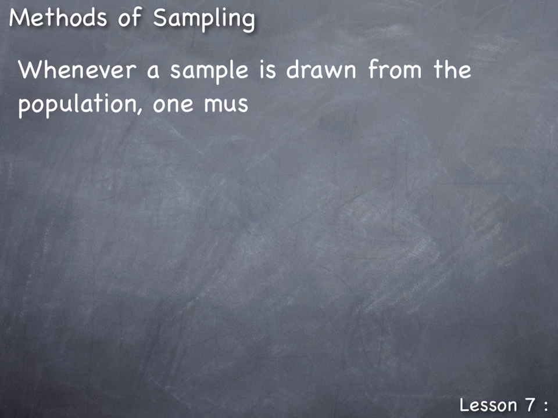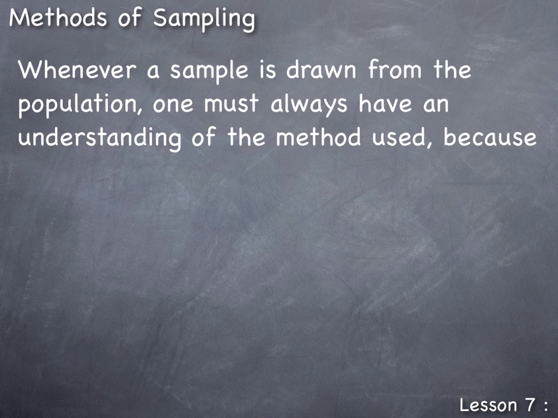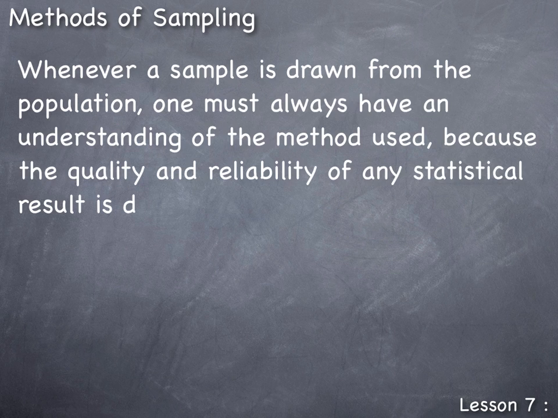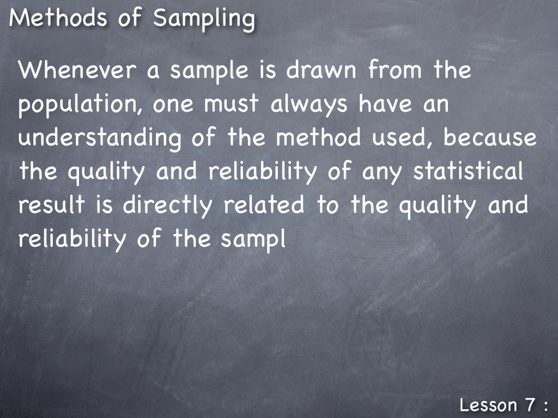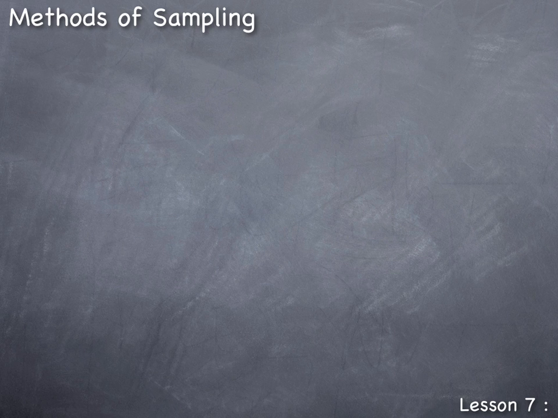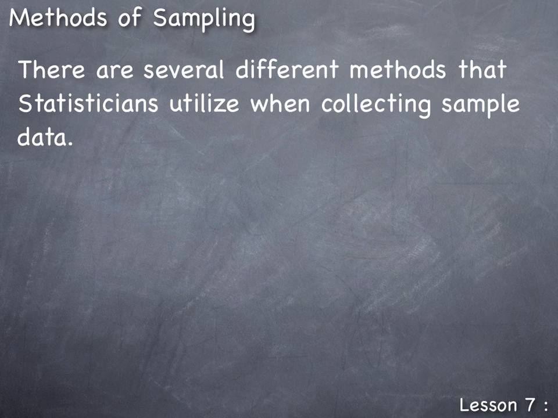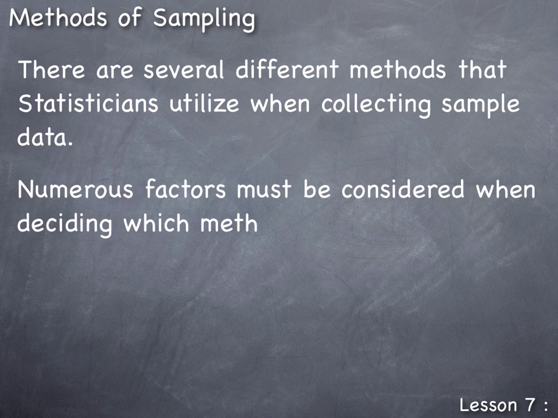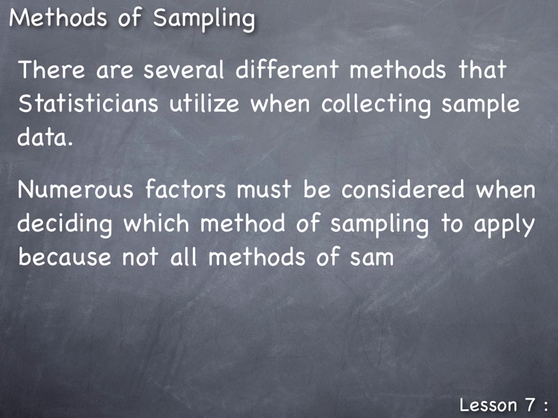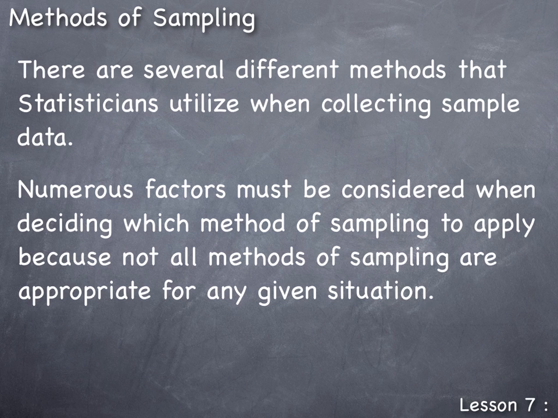Whenever a sample is drawn from the population, one must always have an understanding of the method used, because the quality and reliability of any statistical result is directly related to the quality and reliability of the sample. There are several different methods that statisticians utilize when collecting sample data. Numerous factors must be considered when deciding which method of sampling to apply, because not all methods of sampling are appropriate for any given situation.